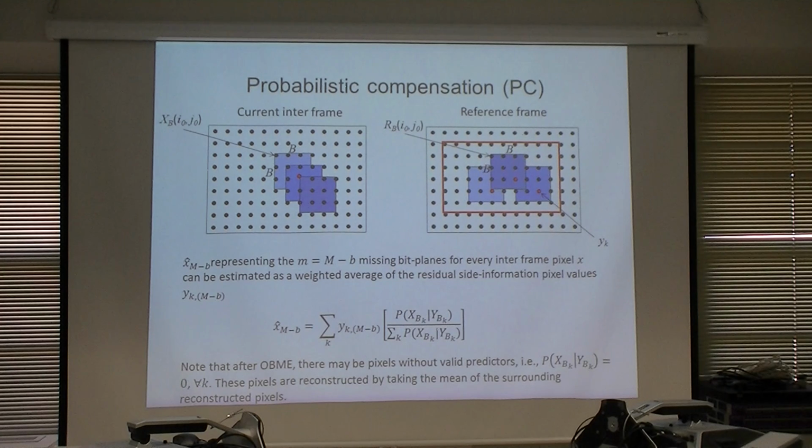After we perform the overlapped block motion estimation, each block in the current interframe will find a best match block in the reference frame. Thus, the pixel in the interframe will be linked to a number of candidate side information pixels. So in this figure, the right pixel will be linked to 3 side information pixels YK.